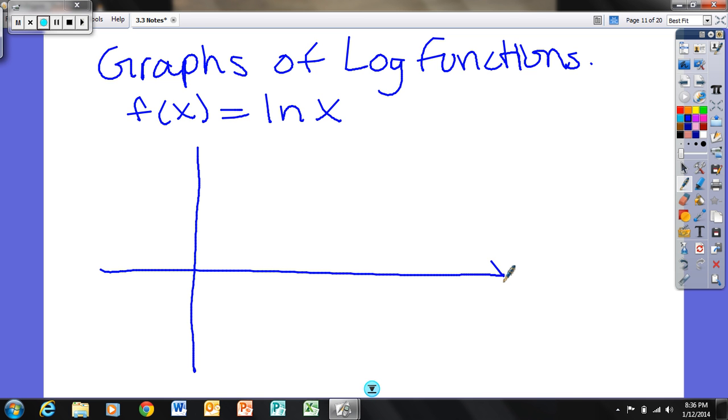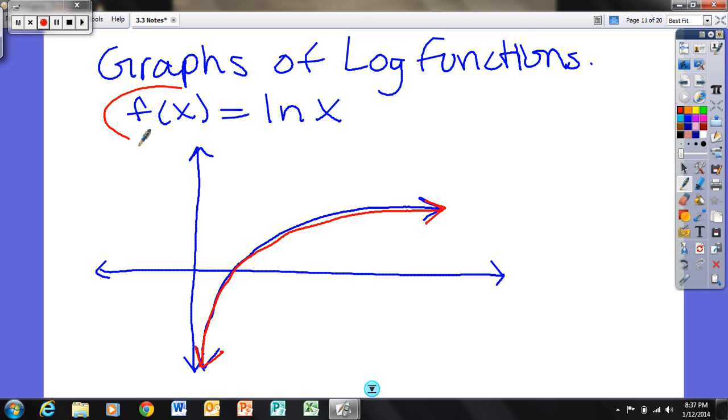If this is my coordinate plane, the graph of the natural log function will always have this general shape. Maybe I should have done that in a different color. Let's see if I can get it to turn red. The graph of the natural log function, so again, f of x is equal to ln of x. The graph takes this shape.